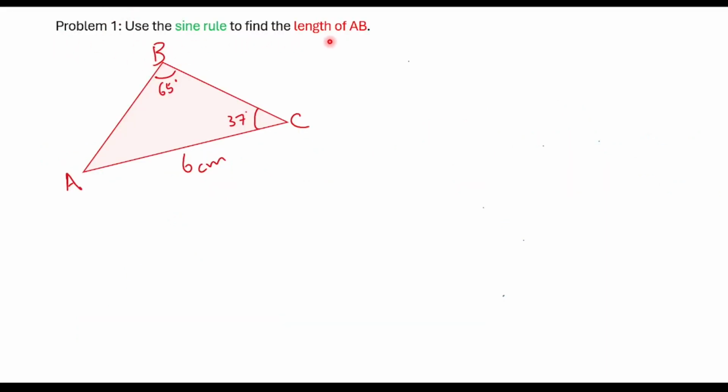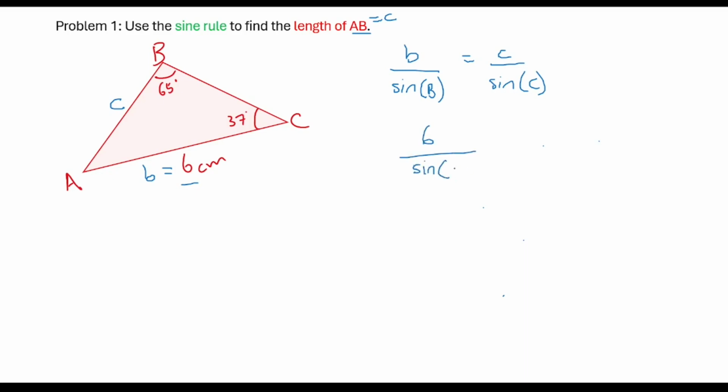Problem 1. Use the sine rule to find the length of AB. So the length of AB is this length here, and because it's opposite the angle C, let's label that c. And we're given angle B and we're given the length b. So let's write this down in our sine rule formula. So this we're just going to call c. Alright, so b is 6 over sine of 65 equals c over sine of 37.